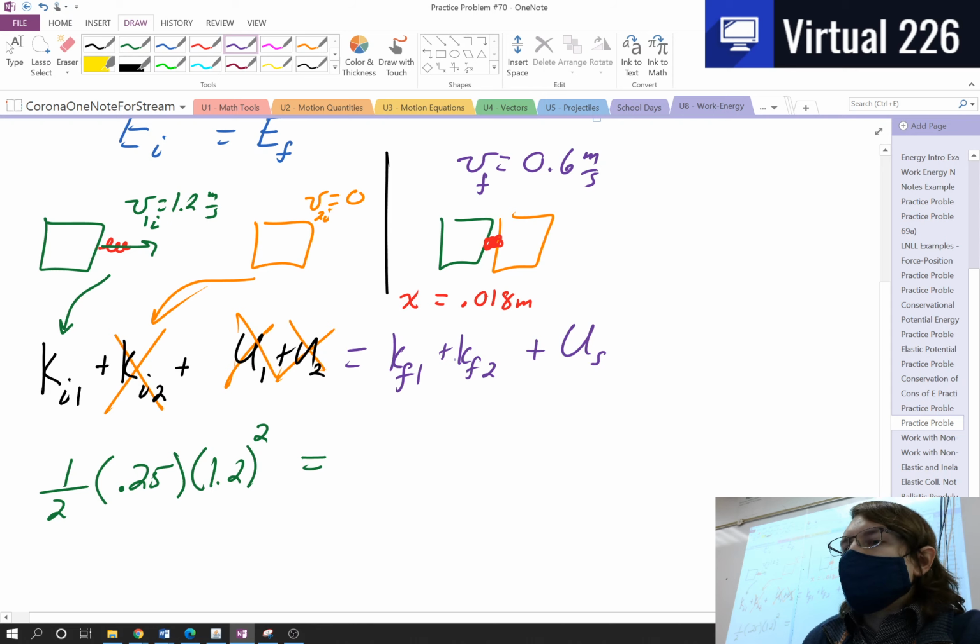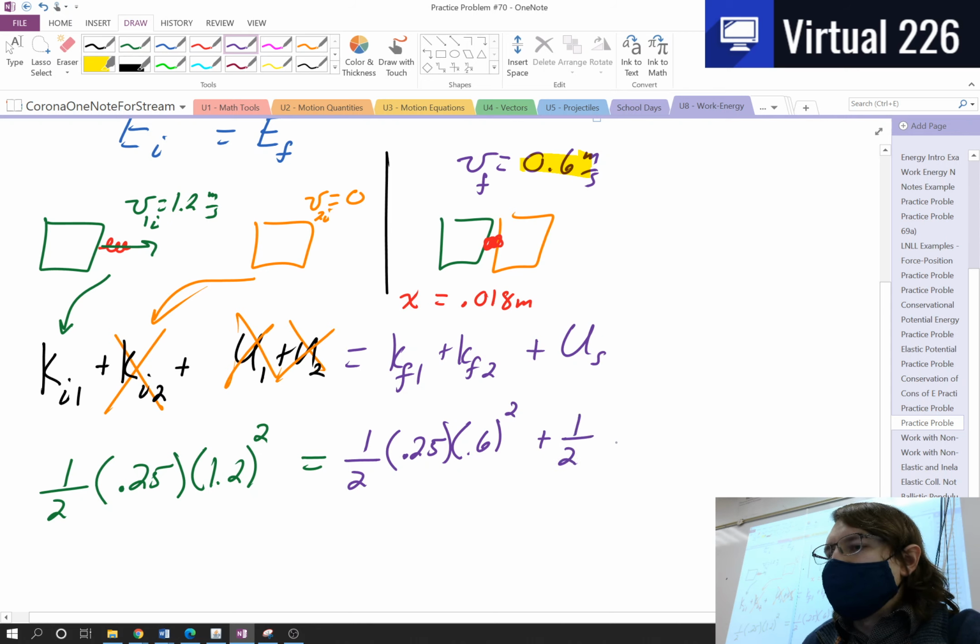If we take a look at these kinetic energies here, we're going to have 1/2 times the mass of 0.25 times the final velocity, which we know is 0.6, squared. And the second block has that same value. So 1/2, 0.25, 0.6 squared.